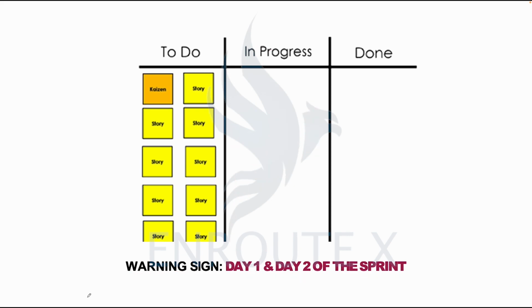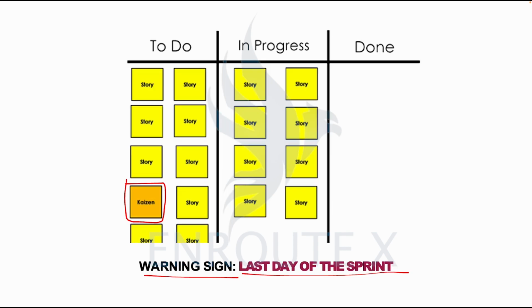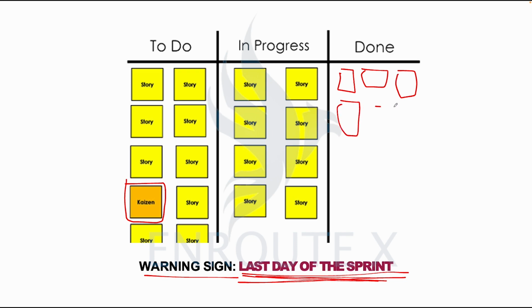All right, and the next one, what makes this a warning sign also? This is the last day of the sprint. On the last day of the sprint, you want to see most of your tickets in the done column. Most of your tickets should have been done with, right? So when you're still having your tickets in progress, that means there is fire on your mountain, and you should do something about it.